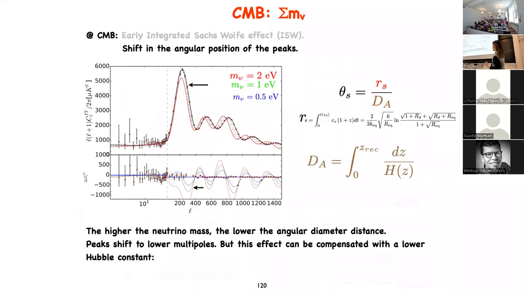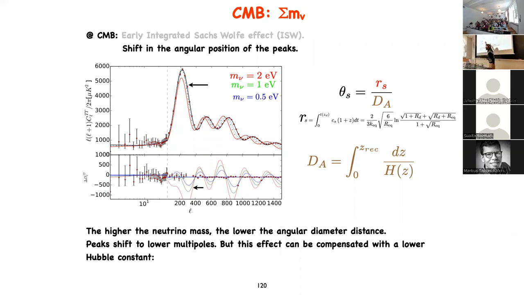The second effect is a shift towards smaller multipoles, that is, larger angular scales. The angular location of the peaks is given by the sound horizon at recombination, which is the distance that a sound wave can travel in the universe from the beginning until recombination, divided by the angular diameter distance, which is the distance from us to the last scattering surface. This ratio determines the angular location of the peaks. The higher the neutrino mass, the higher H of z, and the lower the angular diameter distance. If I lower the angular diameter distance, theta will be lower, so peaks will shift to lower multipoles. Let's see if I said this correctly, because I think I made some mistake. The higher the neutrino mass, the lower this is, okay? The lower this is, the higher is theta.